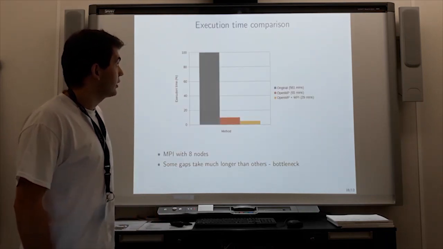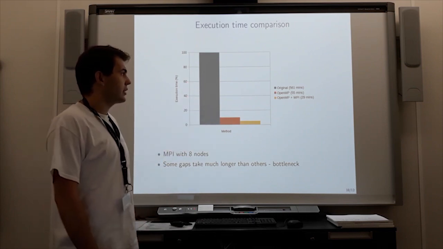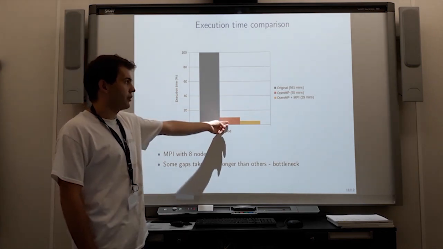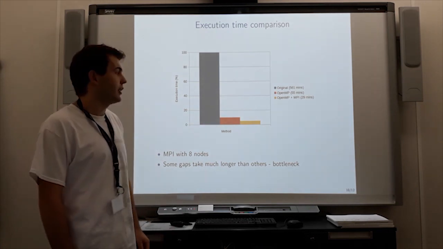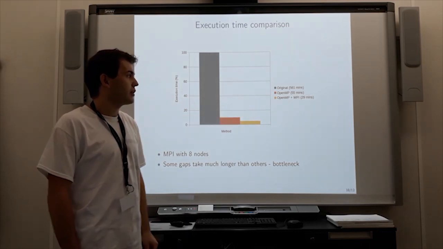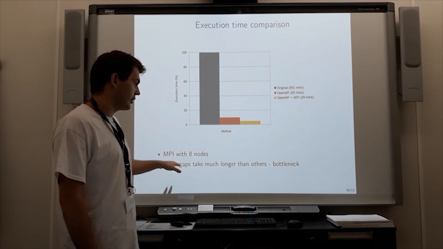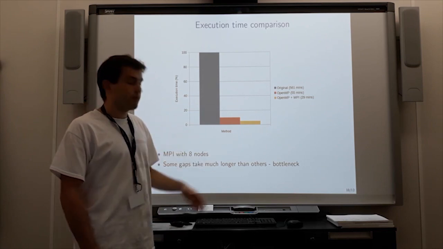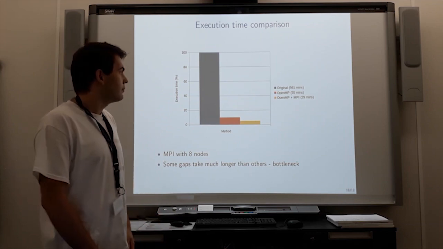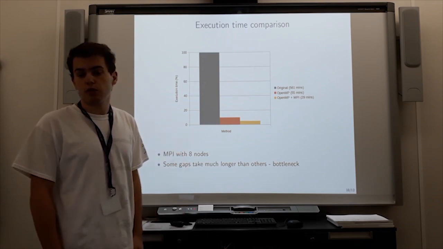Ultimately, we're interested in execution time comparison. So this green column is the original Sealer, and it takes 561 minutes. Now compare that to the OpenMP version, which lasts only 55 minutes. And there's the OpenMP plus MPI version, which lasts 29 minutes. Now, MPI is not that much faster in this case because there's a bottleneck here. Some gaps simply take much longer to close than the others, and they determine the minimum amount of time for the job. The MPI program was run with 8 nodes, each with 24 cores.